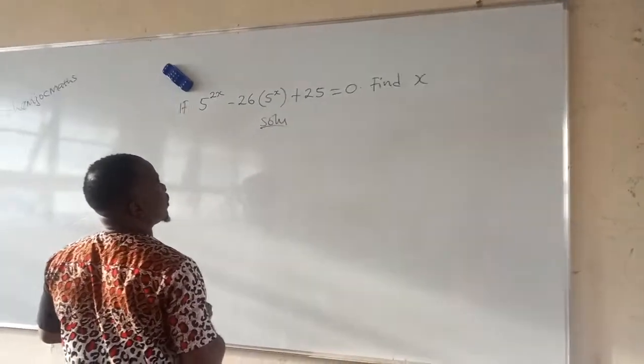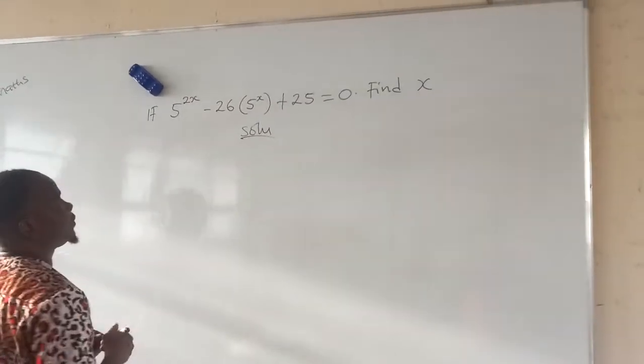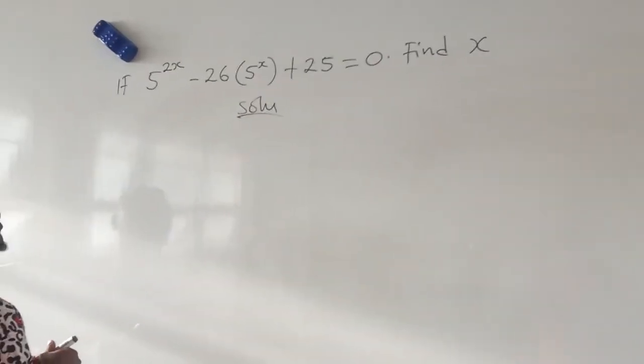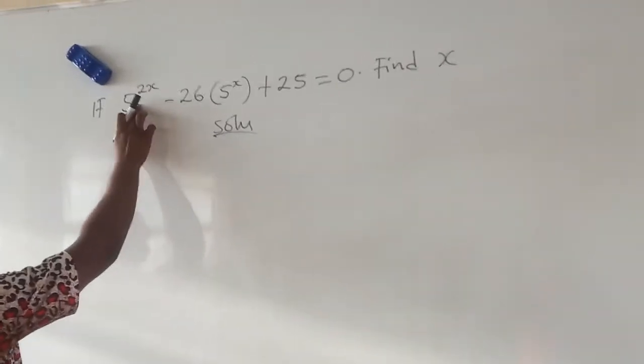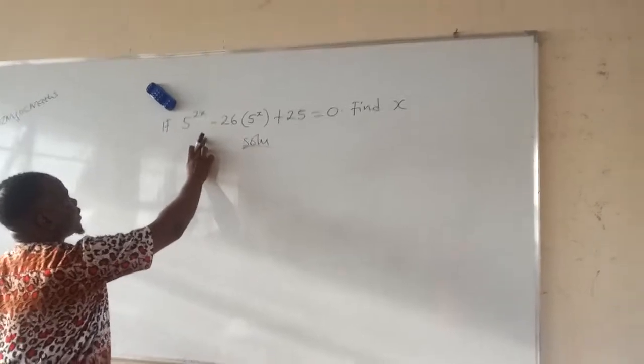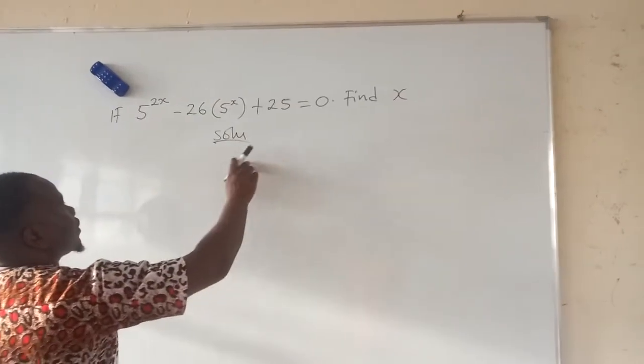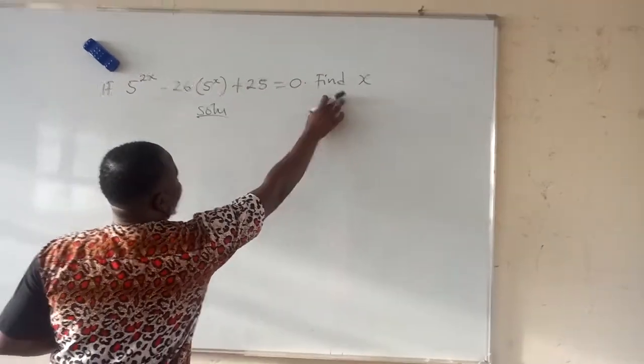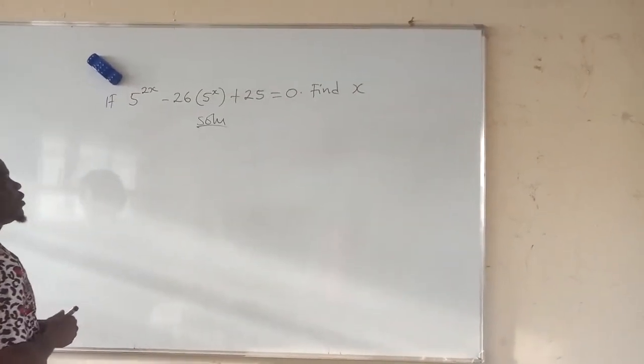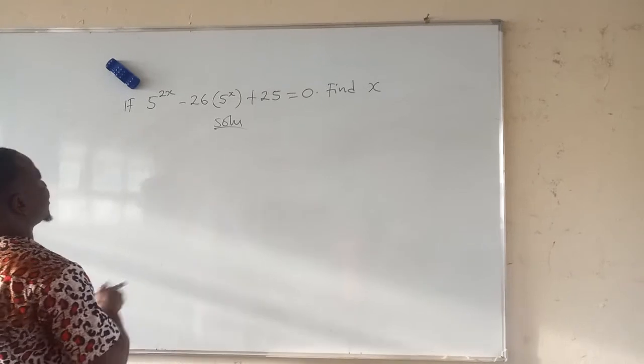We are going to look at one problem this morning. It says: if 5 raised to the power of 2x minus 26 all in bracket 5 raised to the power x plus 25 equals 0, find x. It's not difficult, simple as ABC.